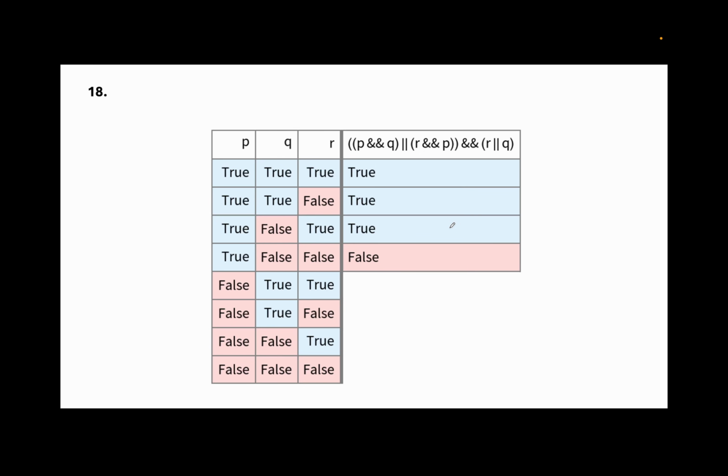P and Q false. R and P false. R or Q true. False and true. See, if any of these two conditions are false, answer will be false ultimately, because it is asking both of them should be true. If any of the condition is false, you don't need to proceed. Sorry, not any of these because it is or, but if this overall answer is false, complete answer will be false.